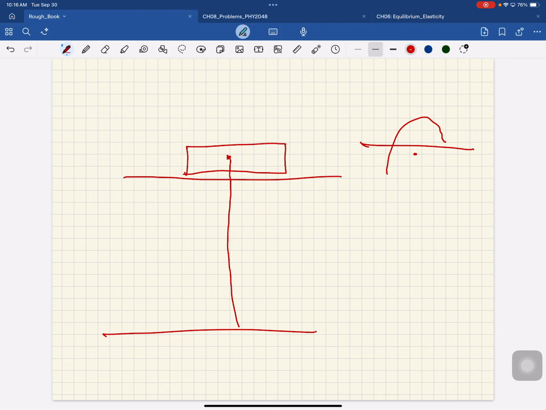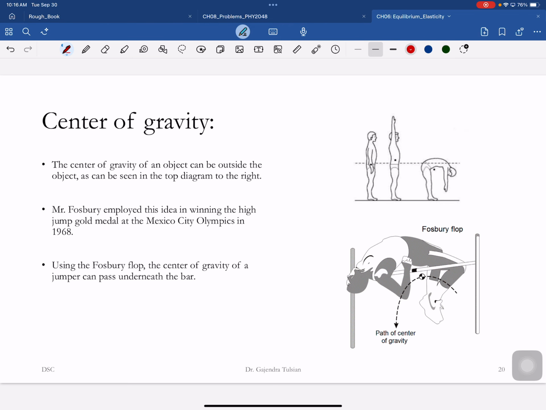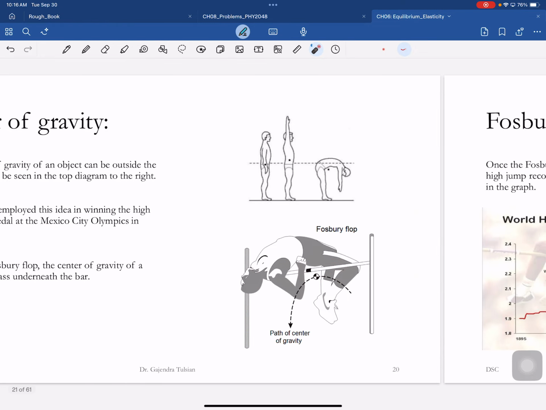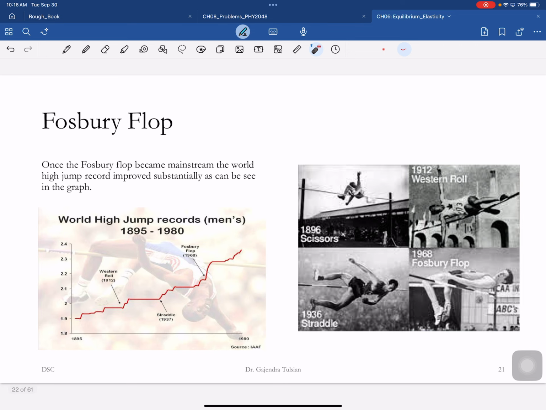Okay? So, Mr. Fosbury, he was from Oregon. In the 1968 Olympics, he did this technique and he won the gold medal. Using the Fosbury flop, the jumper's center of gravity can pass underneath the bar, and so you can clear a higher bar. So he employed this in the Mexico Olympics and won the gold in 1968.